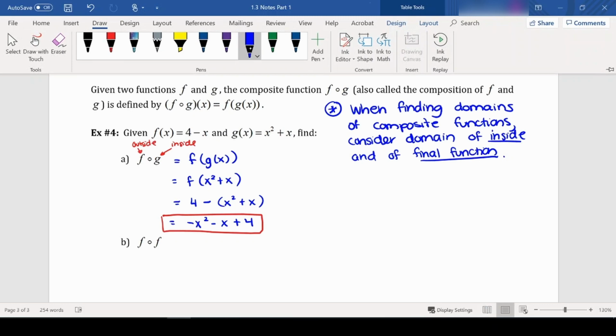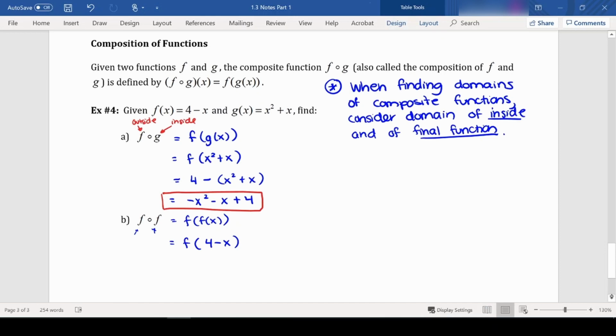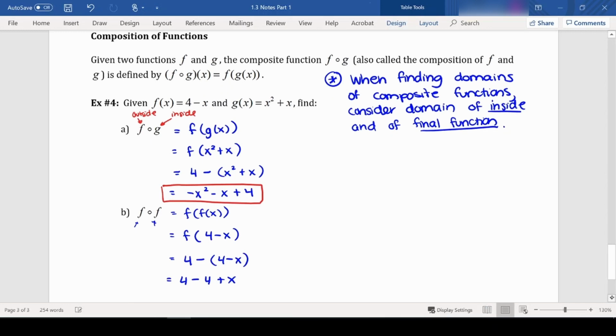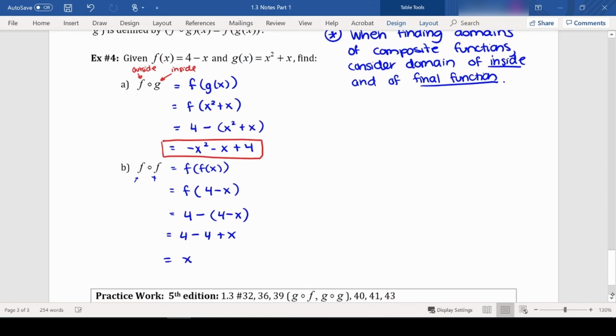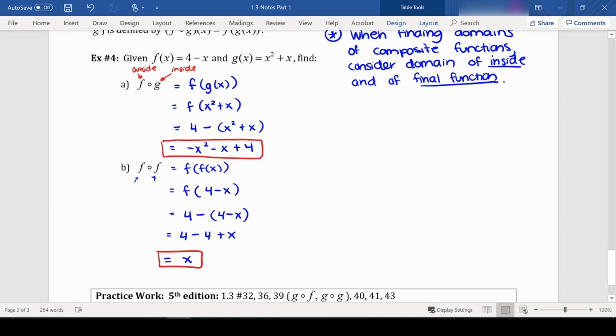My final one, my outside is f, my inside is also f. So this is f of f of x, or f of 4 minus x. So again, if I'm replacing the x with all this stuff, I'm going to have 4 minus that stuff, which gives me 4 minus 4 plus x, which gives me x. And that's it.